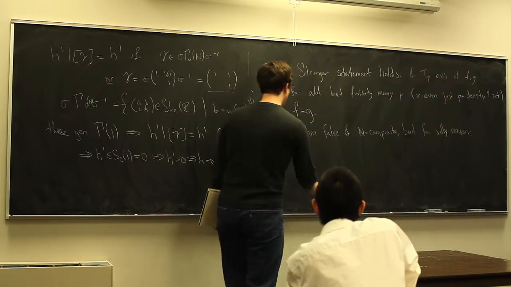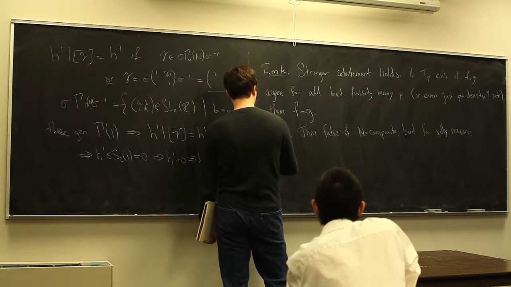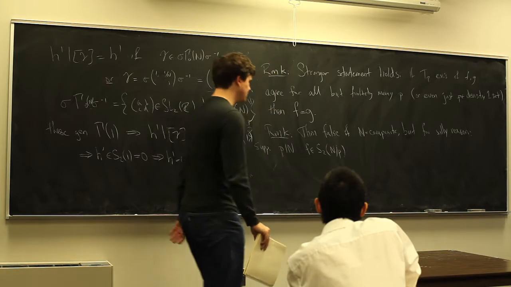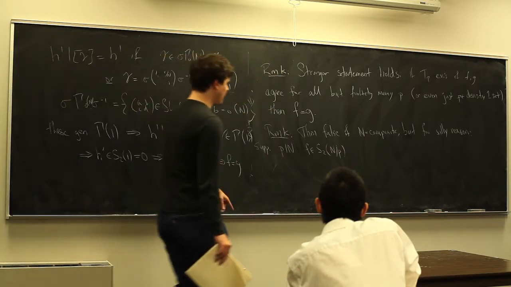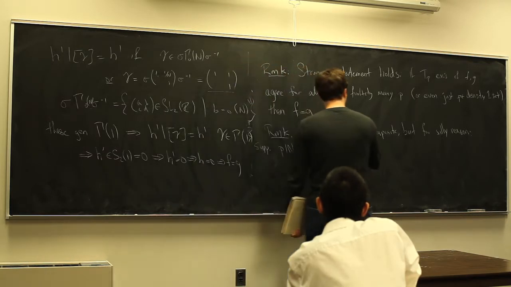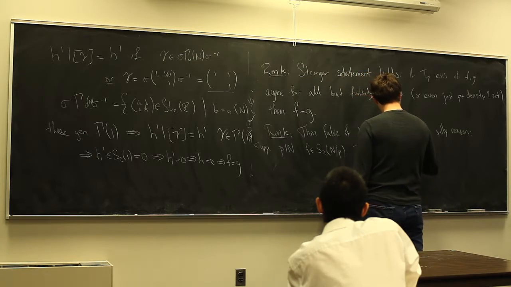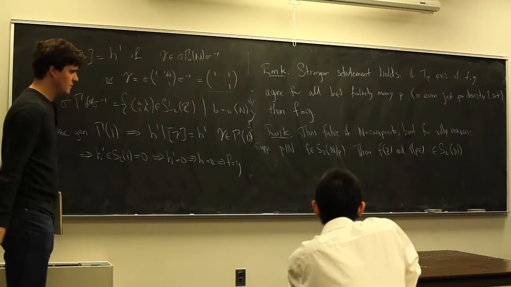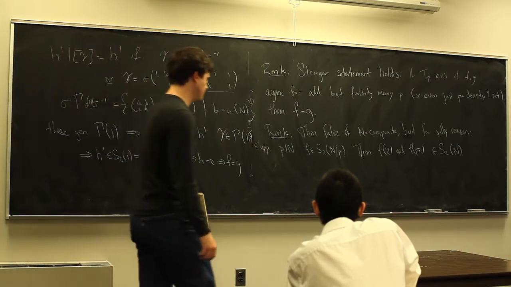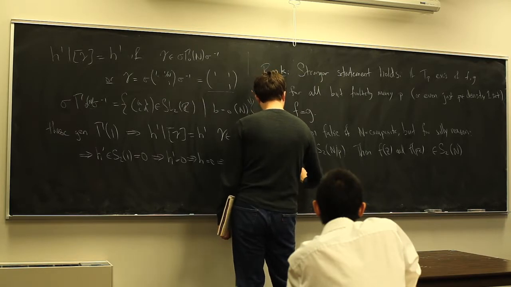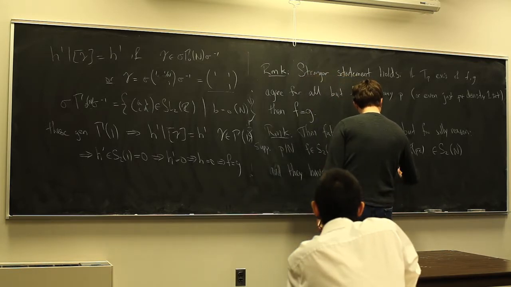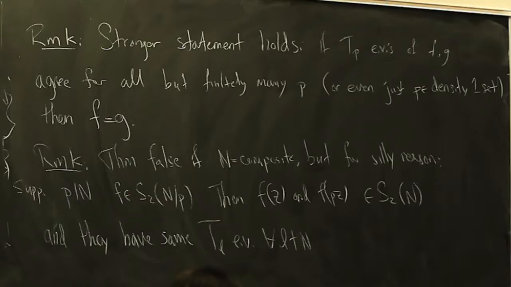So here's why. Suppose p divides N. Suppose that F is in S2 of N over p. It's false in general if N is composite. Sometimes it's true. So suppose you can find p dividing N and you have something of level N over p. Then both f(z) and f(pz) are in S2(N). And furthermore, these things have the same T_l eigenvalues for all l not dividing N. That would be a contradiction to the statement of the theorem. But this is really the only thing that goes wrong.